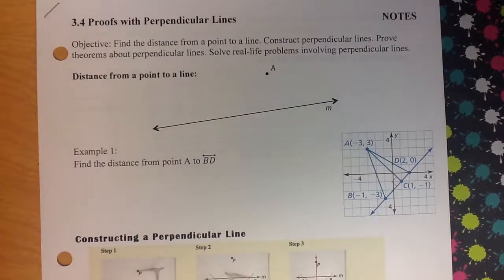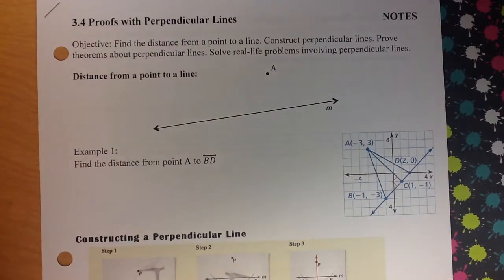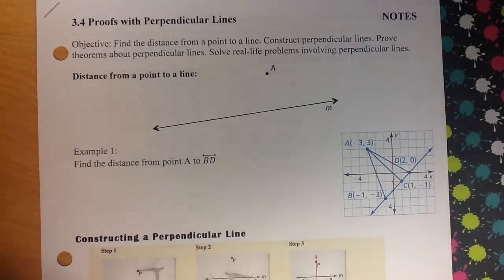Right, section 3.4, proofs with perpendicular lines. Okay, if you don't remember perpendicular from a chapter ago, perpendicular lines are two lines that intersect to form a 90-degree angle, or form a right angle.